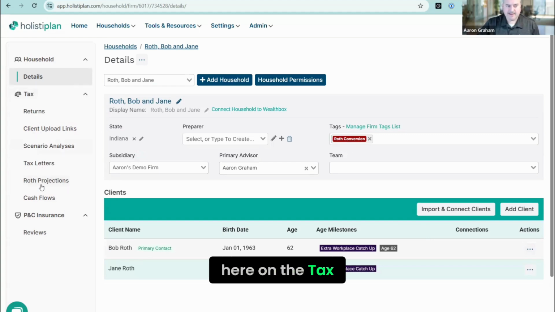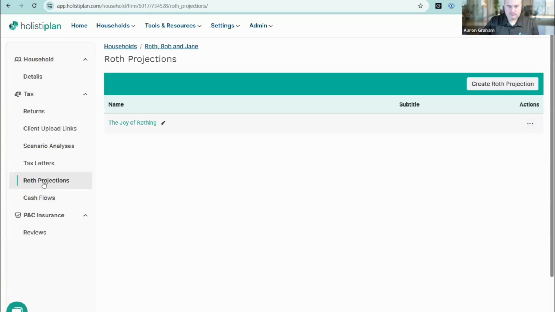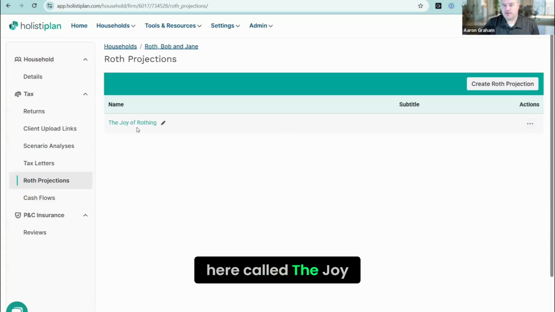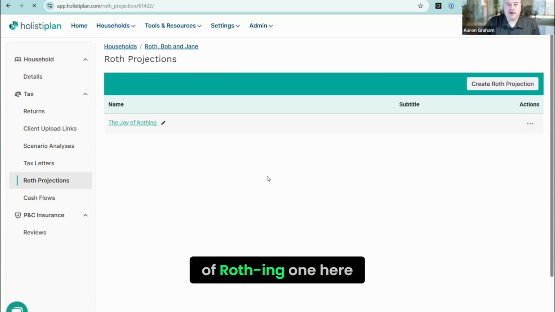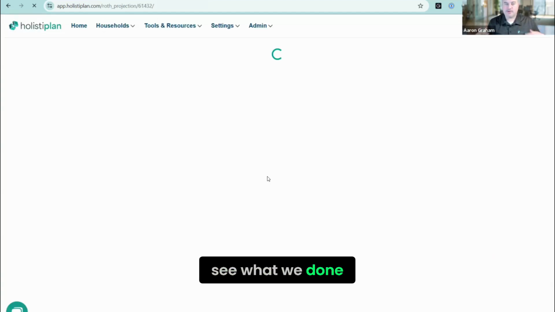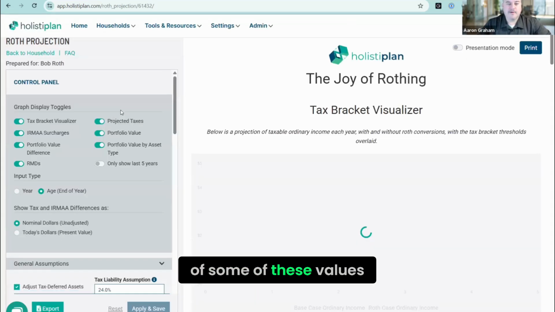If we go over here on the tax Roth projection side, we can see the Roth Projection Tool. We've already created one here called the Joy of Rothing. If you want to create a new one, you just hit this bubble here. You click the three dots, we can copy this over if you've already created one and you want to take a look at maybe making a few changes. So we're going to go right into the Joy of Rothing one here and just see what we've done, doing a quick overview of some of these values.